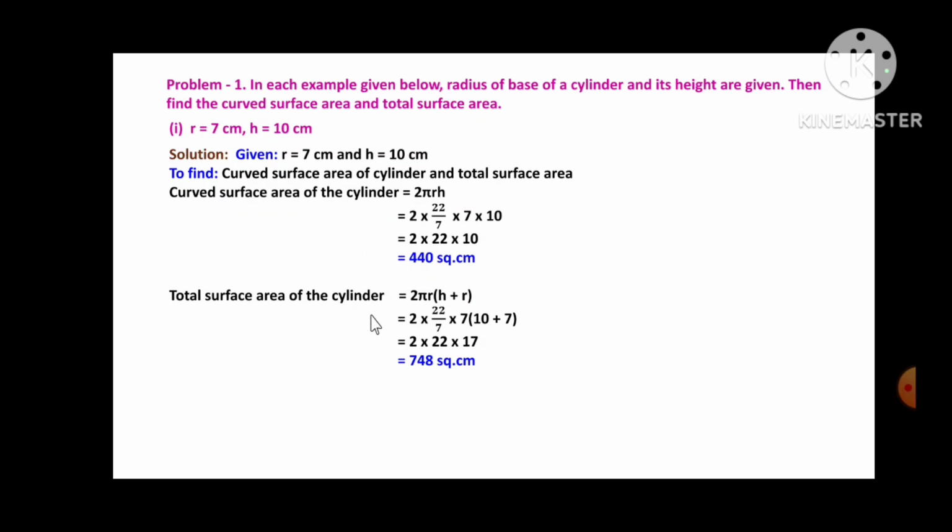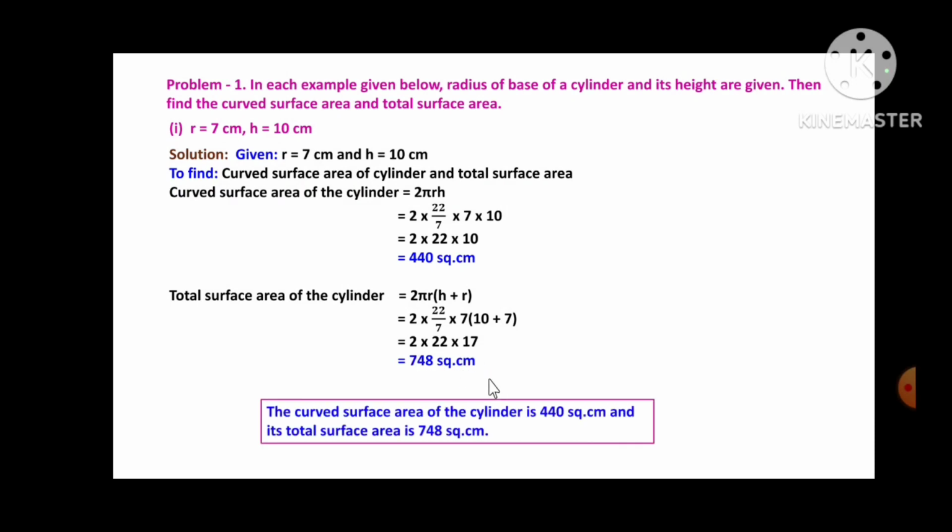Now the total surface area of the cylinder is equal to 2 pi r into bracket h plus r. Now we'll put the values: 2 into 22 upon 7 into 7 into bracket 10 plus 7. So here 7 gets cancelled. So 2 into 22 into 10 plus 7 is 17. The product of these will be 748 square centimeter. So friends, to summarize, the curved surface area of the cylinder is 440 square centimeter and its total surface area is 748 square centimeter.